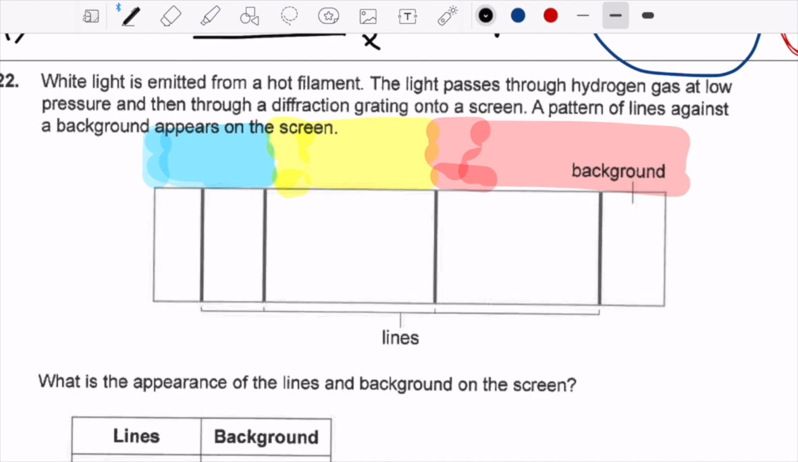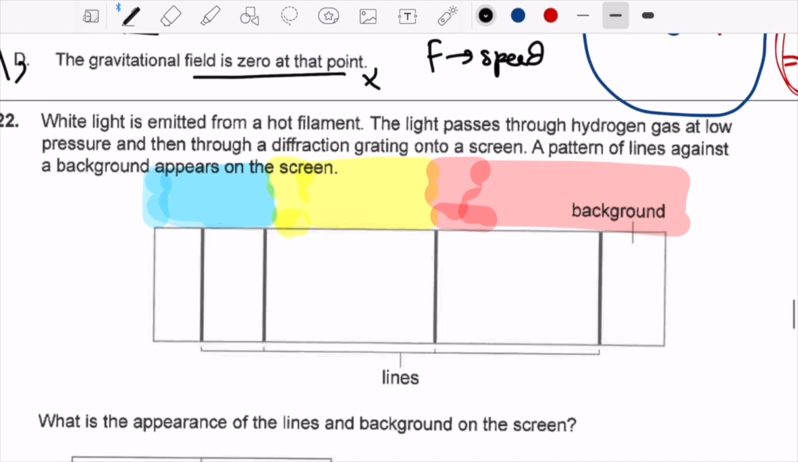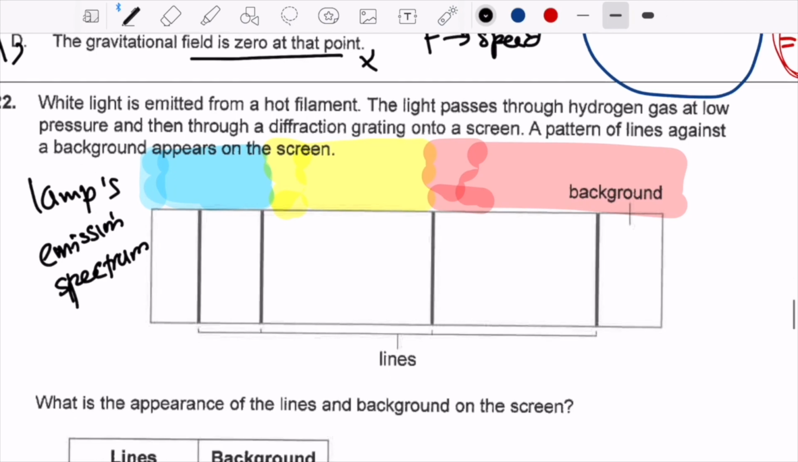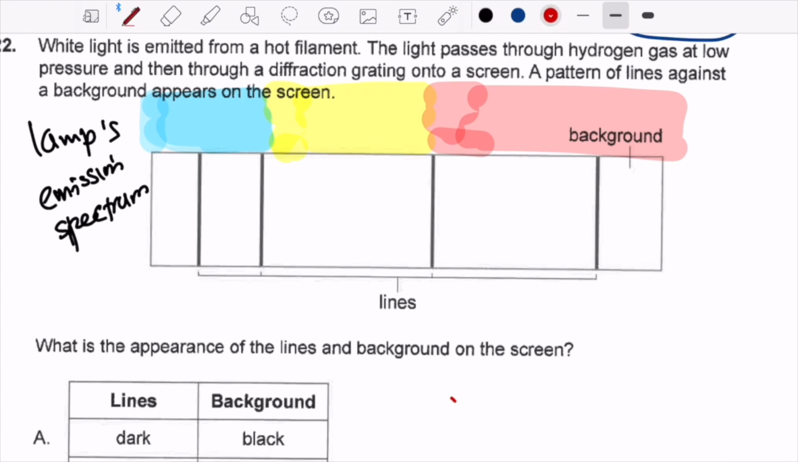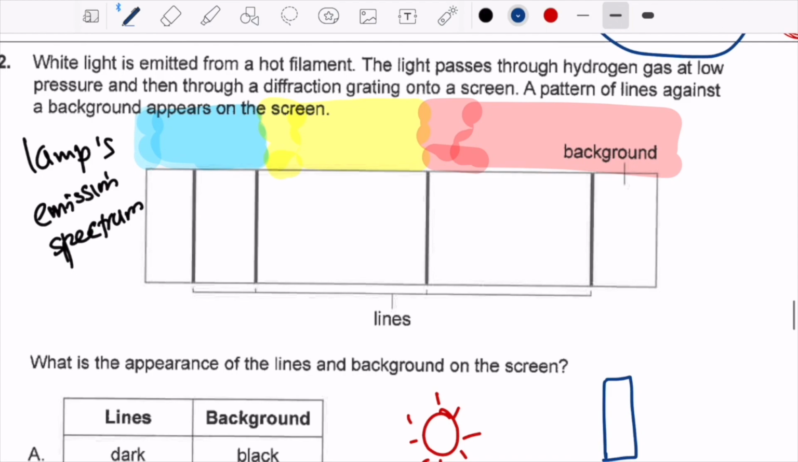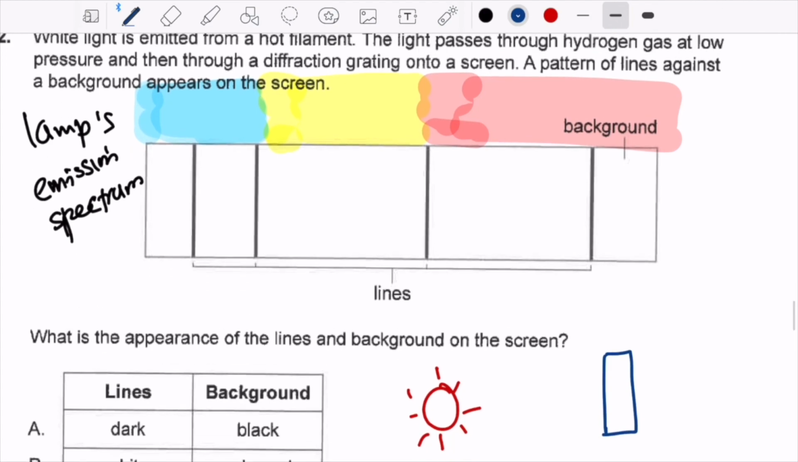When white light is emitted from a hot filament lamp, this is the lamp's emission spectrum. All the colors are coming. But then what happens? Let's say I will draw the lamp here, and then it goes through a hydrogen gas, or any gas, doesn't matter, low pressure gas.